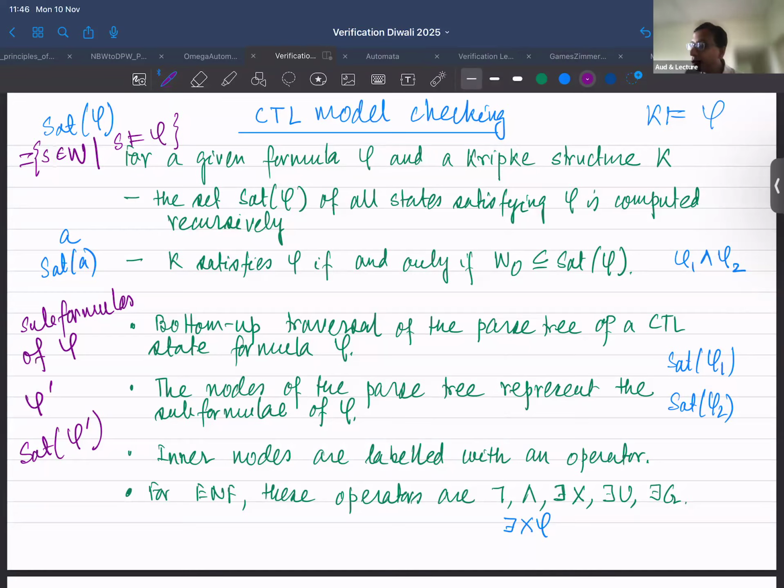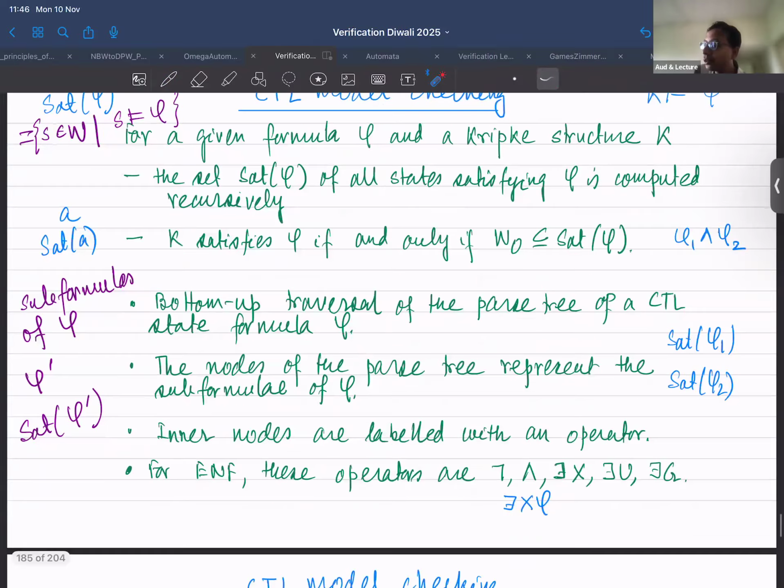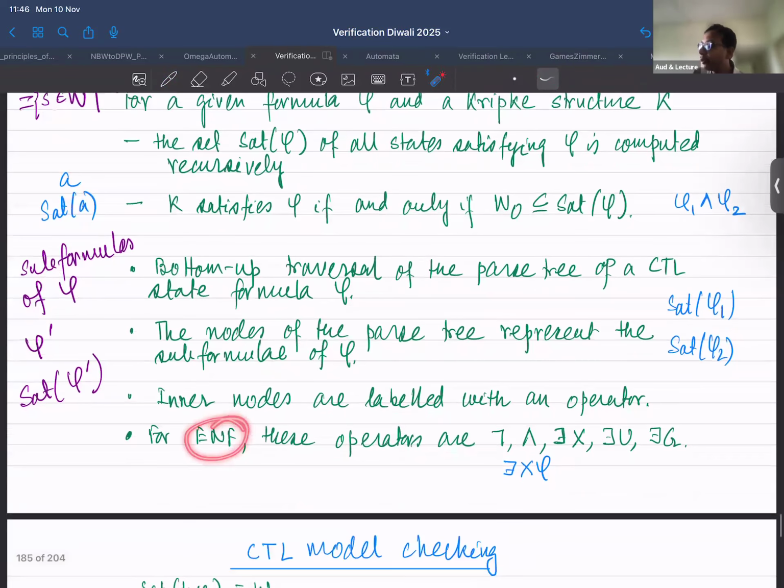Clear? So that's what I'm writing here: bottom up traversal of the parse tree. Okay, and the nodes of the parse tree represent the subformulas. The inner nodes are labeled with an operator. What kind of operators? In the existential normal form, you have exists X, exists until, or exists G. Okay, as well as the negation and then conjunction.